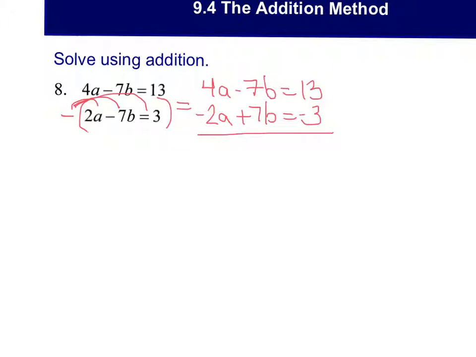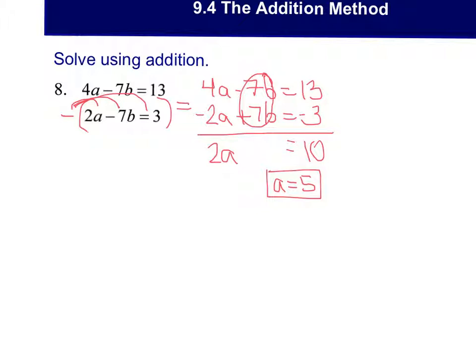Now can I add these two equations so that one of the variables eliminates? Well, yes, 4a and negative 2a is 2a, and negative 7b and 7b make a big fat 0. 13 minus 3 is 10. Oh, I'm loving this. So a equals 5. Now we know from the substitution method that we're not done yet. We need to go and find b.